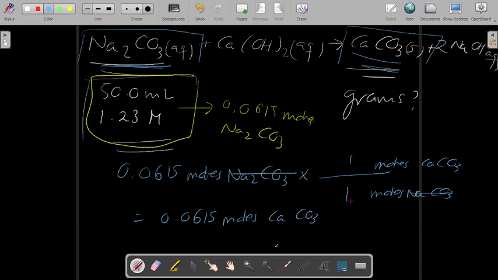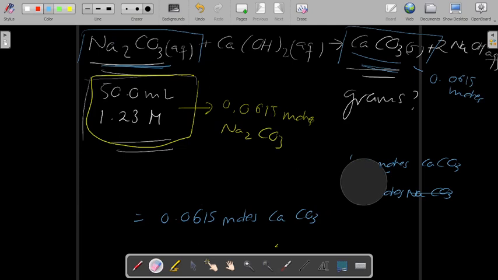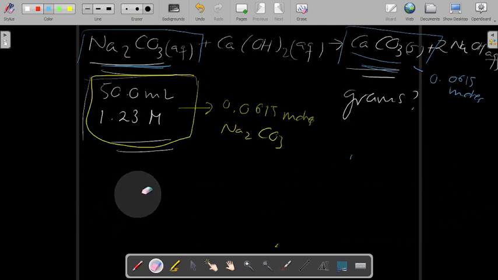Great. So I have this right here is 0.0615 moles. I just found how many moles using stoichiometry. If I have 0.0615 moles of sodium carbonate, I produce the same amount of calcium carbonate, 1 to 1. But they don't want the number of moles, they wanted the number of grams. So I need to translate this into grams, and we know how to do that.